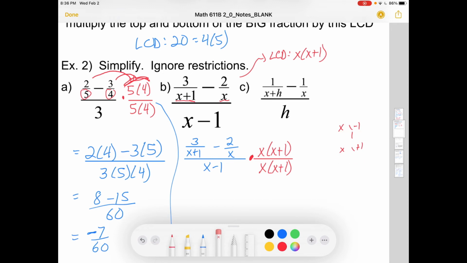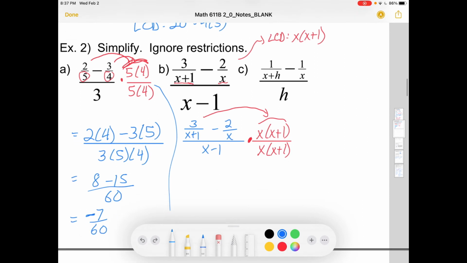But I want to get out of nested fraction land. So here's the trick. I've written it out. What I'm going to think about is, what if I multiply this first term by all of x by x plus 1? Well, the x plus 1s will divide out, and I'll just be left with 3 times x. So let's show that.